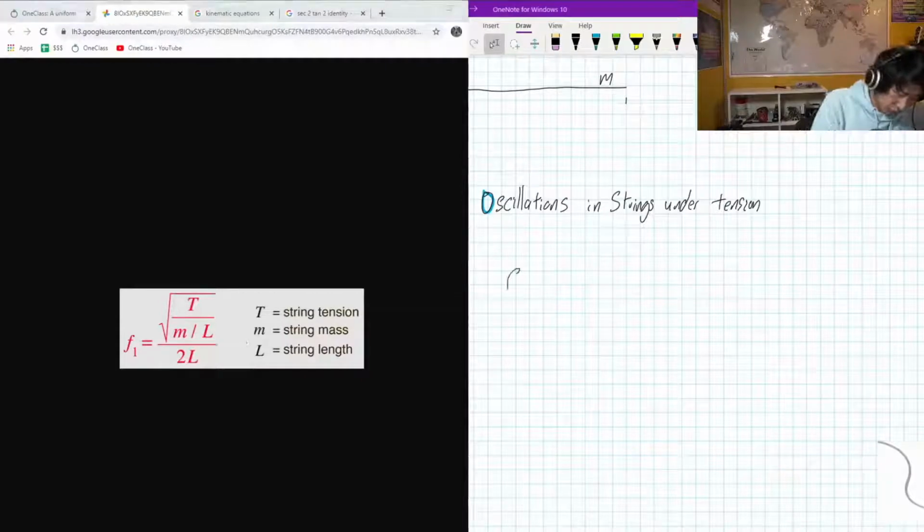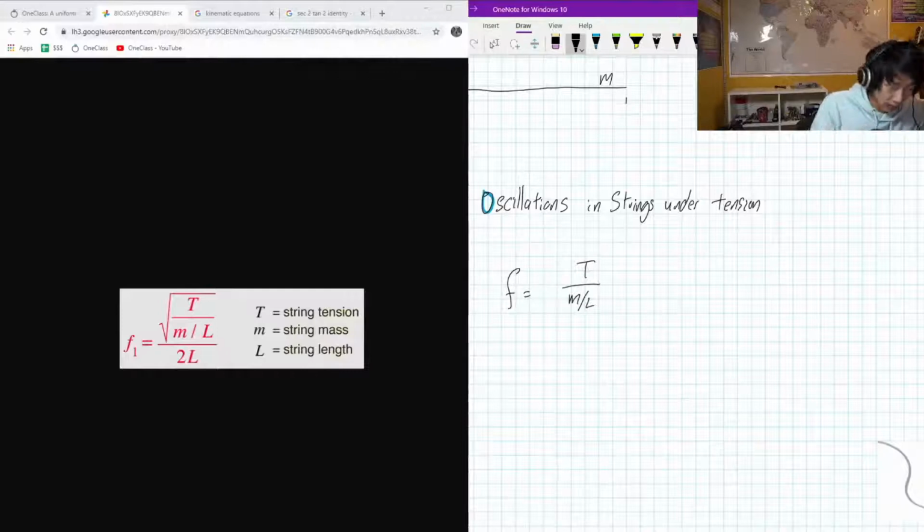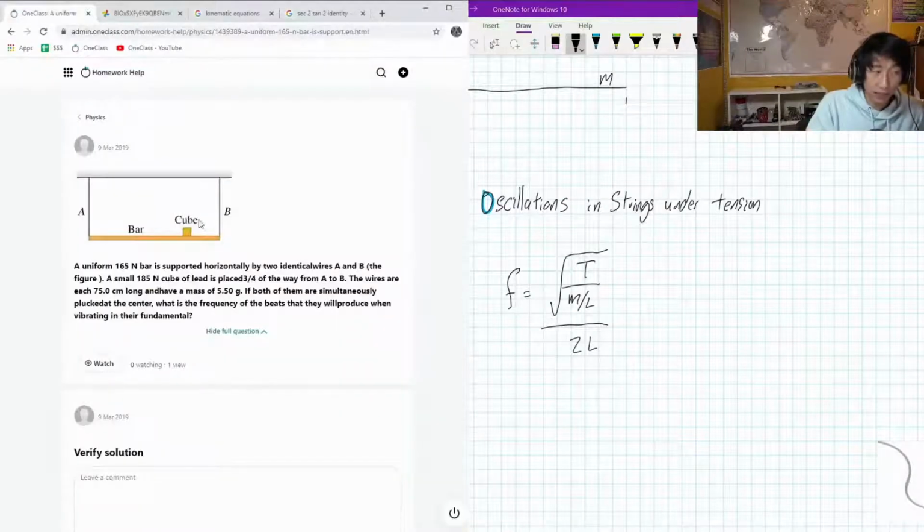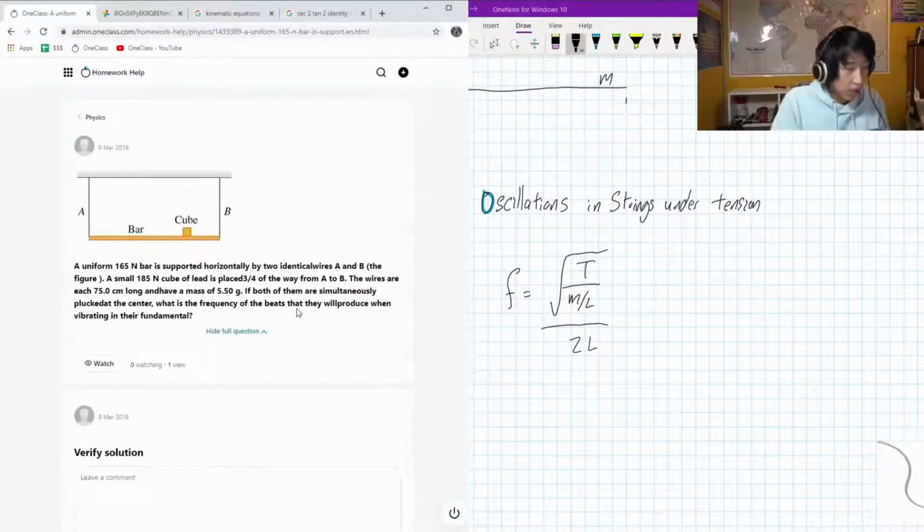Okay, so the frequency is the tension over mass times the length of it. All of this is under the root, and that whole root is divided by 2L. Okay, so this is the equation that we need to use, and the only thing that we're missing is T, because everything else was given in the question.